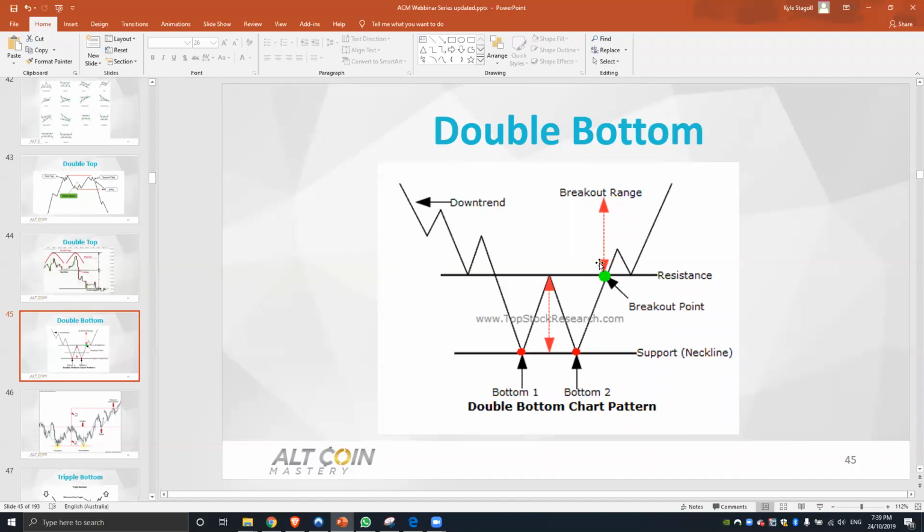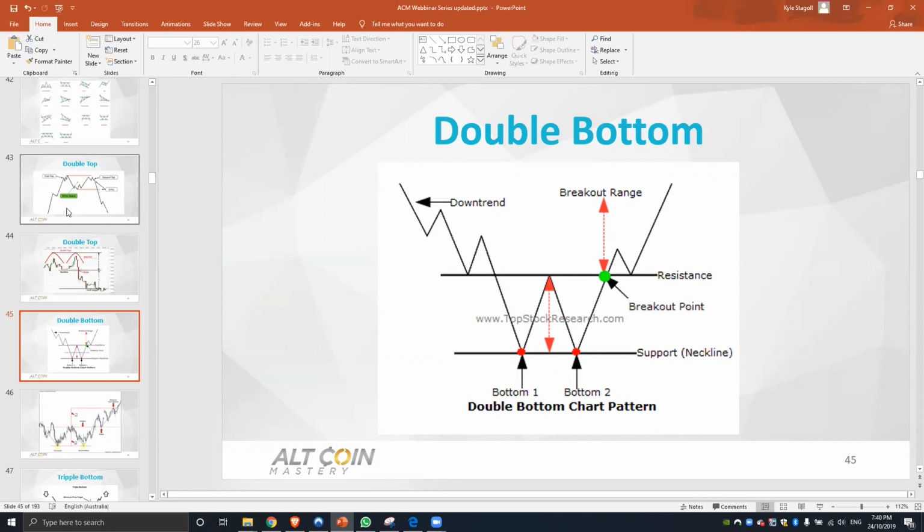Don't get caught trying to buy breakouts, the upside or the downside. You're much better off just leaving it and waiting to catch the retrace. That's why I always say don't chase, catch the retraces. So this is a bullish retest.